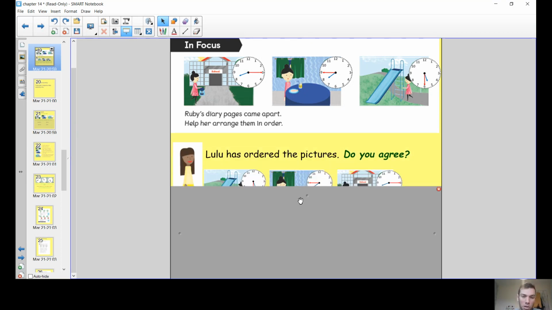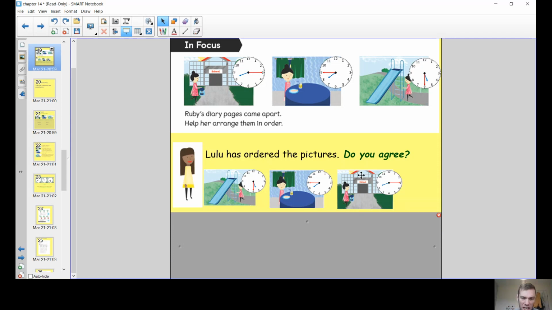Okay, so Lulu has ordered the pictures like this. She has put the picture with the slide first, then the picture with the table, dining table and some food and drink, and then the picture of school. So, do you agree? Did you put yours in the same order as Lulu or in a different order? Well, I think it's really important that we figure out the times, and I hope you did that first.